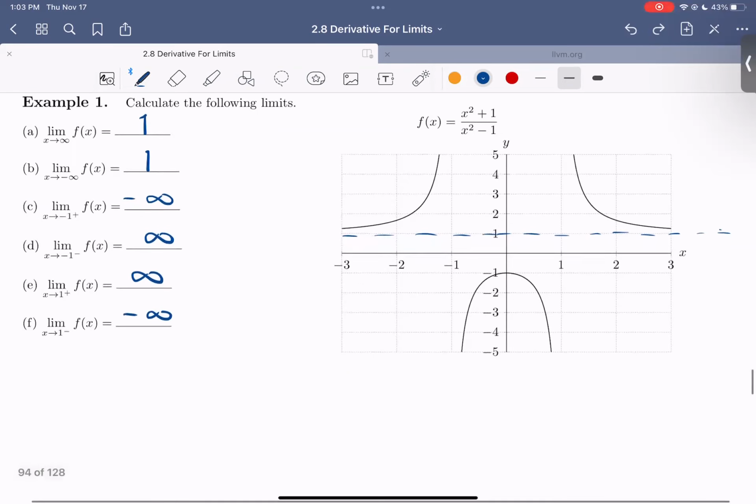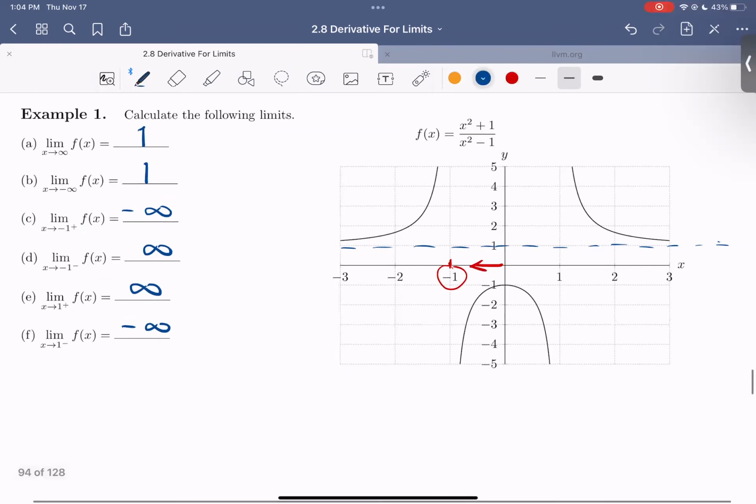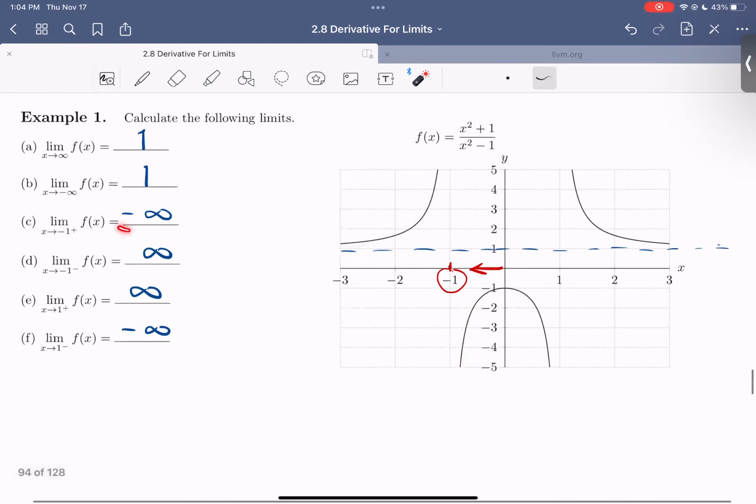For part C, we're looking at x approaching -1 from the positive direction, so from the right side. So we can look for -1 when x is -1. And we're going to approach x from the right side, so we're going from this direction. If we notice our graph, where are we on our graph? Well, we are down here. And as the input approaches -1 from the positive direction, our output looks like it gets further and further negative. So that's why we see the limit here.